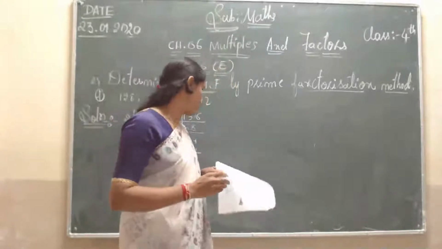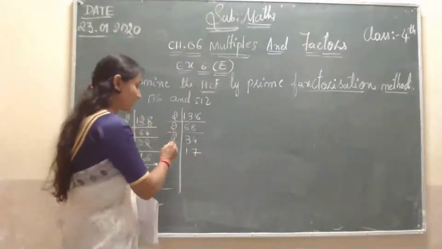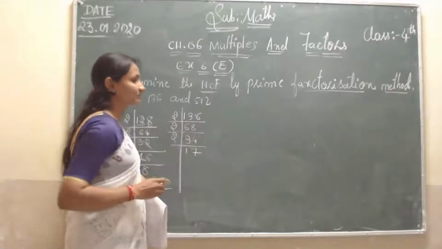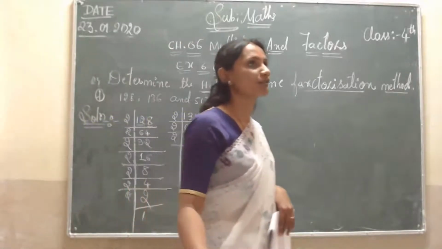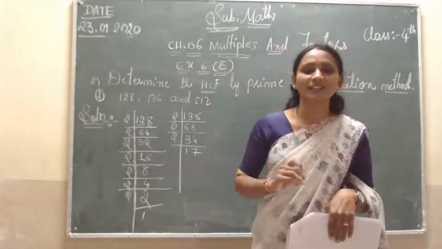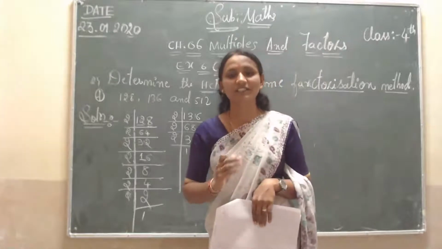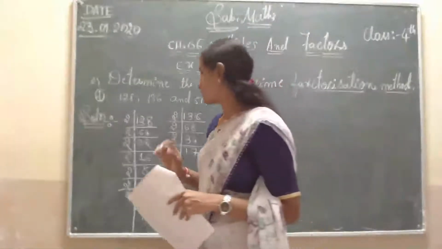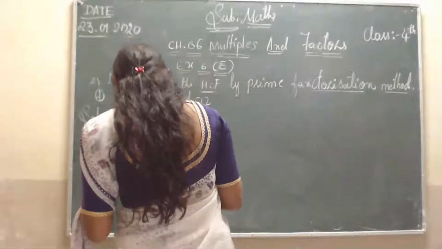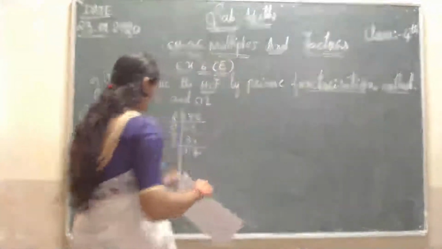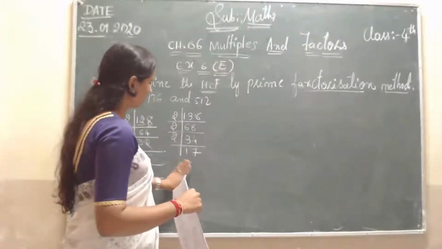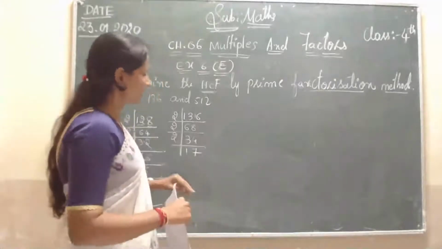Students, see here, 17 is a prime number, so it is not divisible by any number other than itself. It has only two factors, because 17 is prime. Okay, so we stop. In 136, the remaining factor is 17.